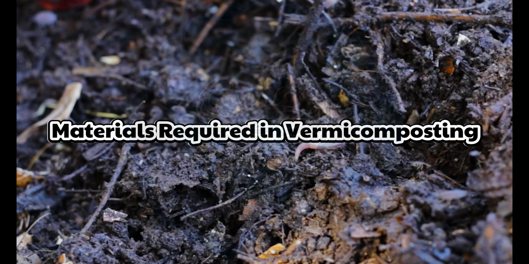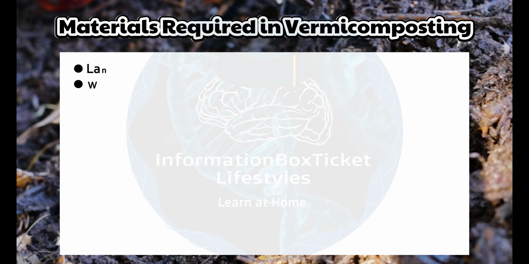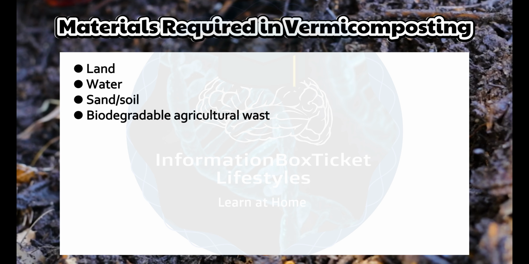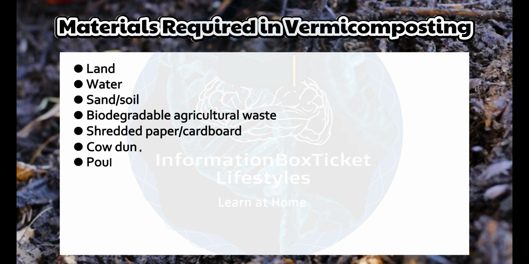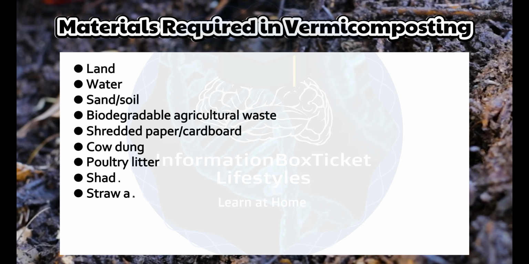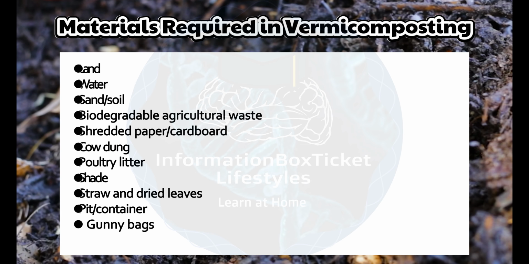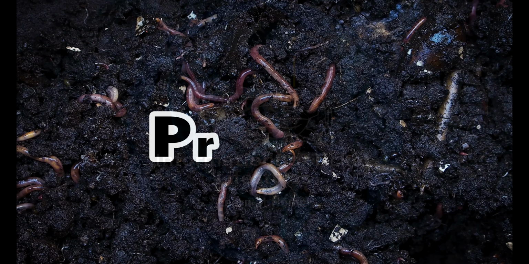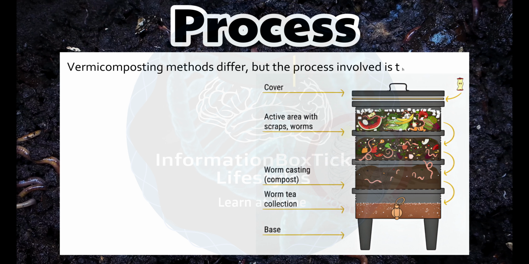Materials required in vermicomposting. Land, water, sand or soil, biodegradable agricultural waste, shredded paper or cardboard, cow dung, poultry litter, shade, straw and dried leaves, pit or container, gunny bags, earthworms. Process of vermicomposting. Vermicomposting methods differ, but the process involved is the same.